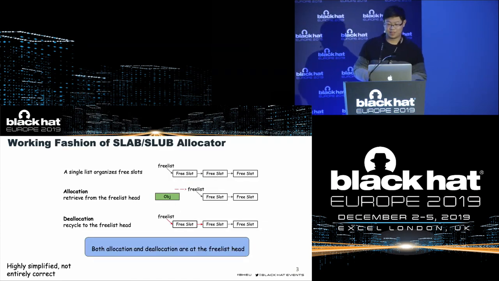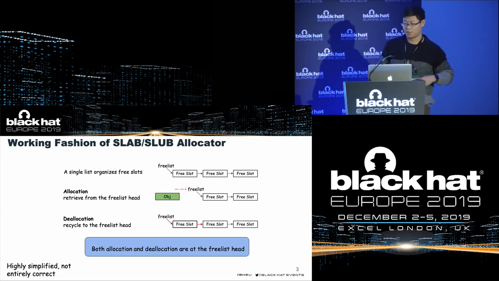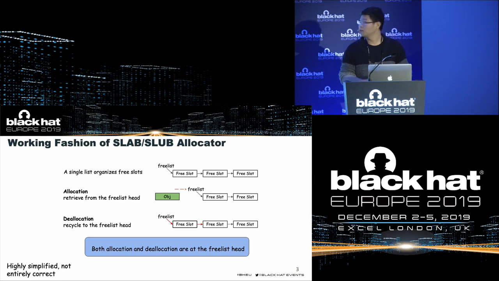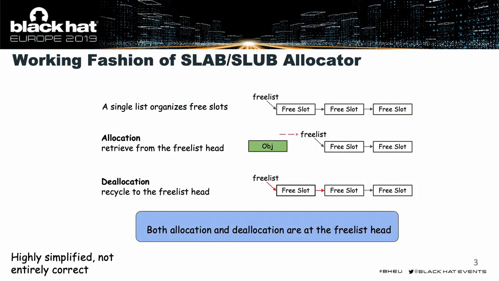Since I'm talking about SLAB feng shui, I'd like to first briefly introduce the working fashion of them. In the kernel, dynamic memory is organized into SLAB cache, which is basically continuous pages. Each SLAB cache is divided into slots for holding objects. Free slots are organized into a single list with a head pointer.